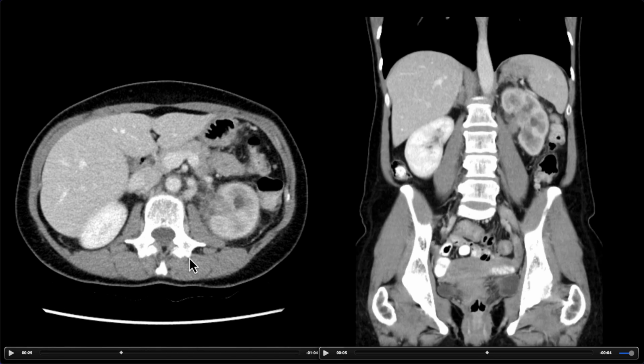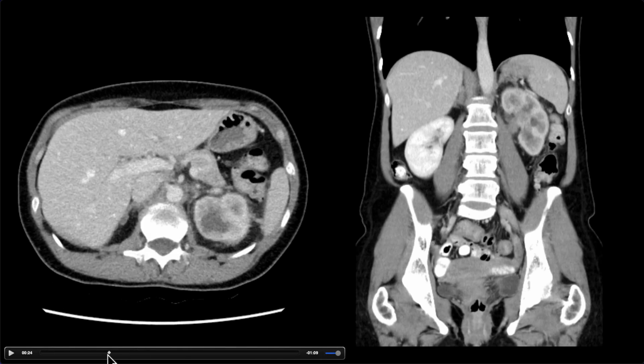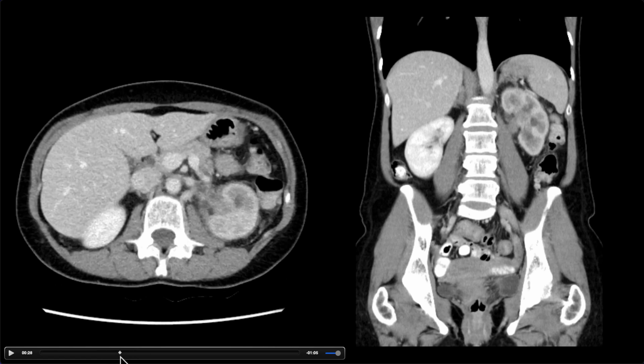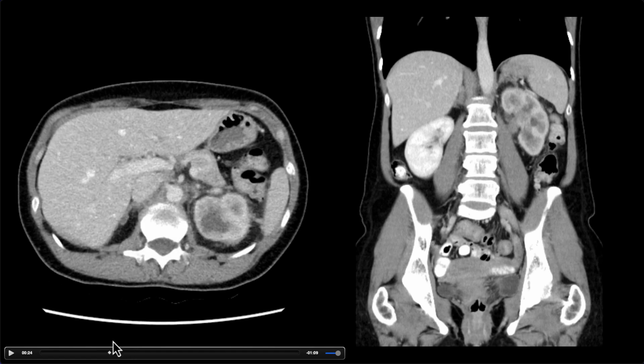This left kidney looks like it is relatively hypoenhancing. We have a delayed left nephrogram. There are these cystic spaces, mostly within the medulla.